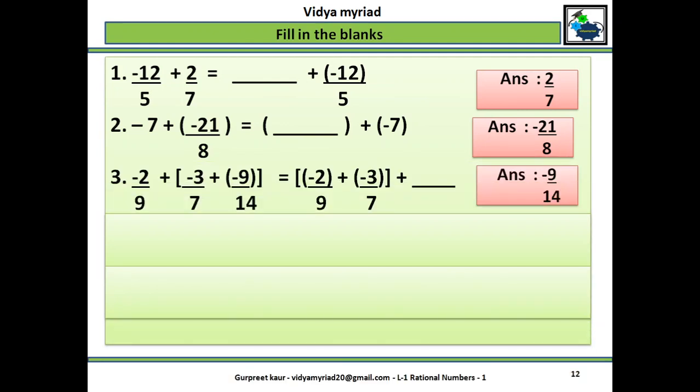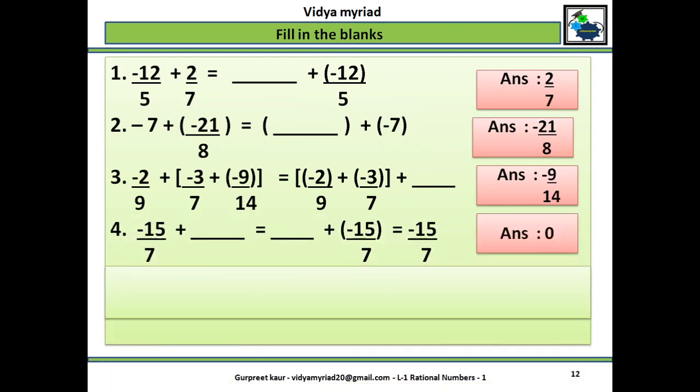Next example, minus 2 upon 9 plus minus 3 upon 7 plus minus 9 upon 14 is equal to minus 2 upon 9 plus minus 3 upon 7. Now here if you see, this is regrouping of the rational numbers. I've changed the group. So what is left will be the answer. That is, if you look towards the right hand side and left hand side, minus 9 upon 14 is missing. So minus 9 upon 14 will be your answer.